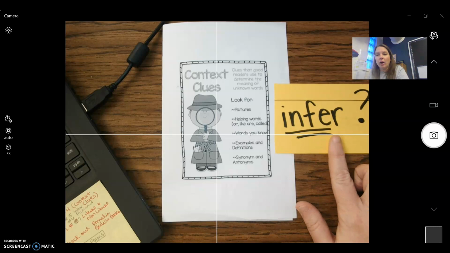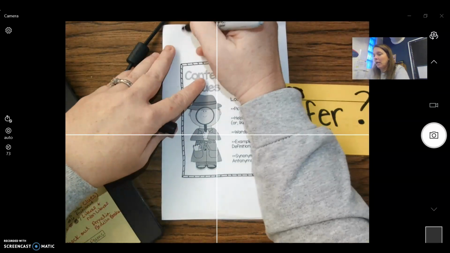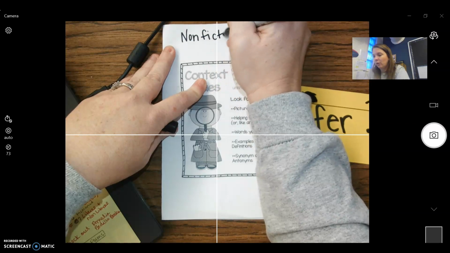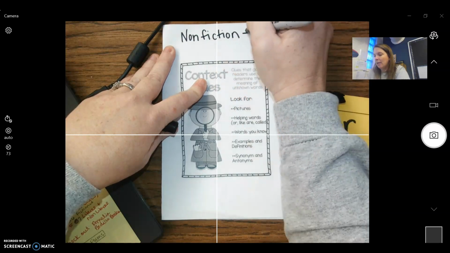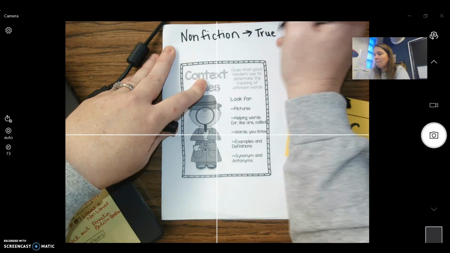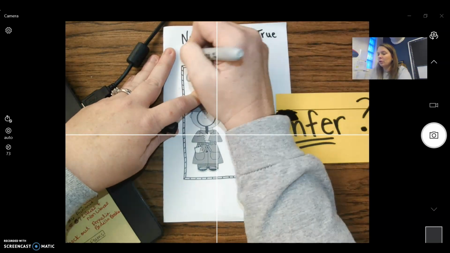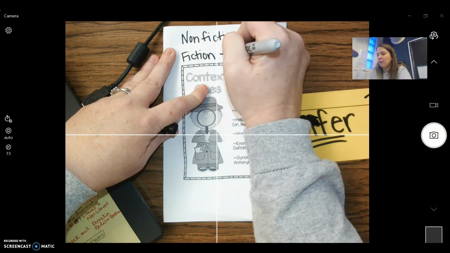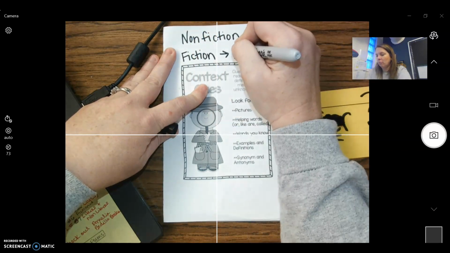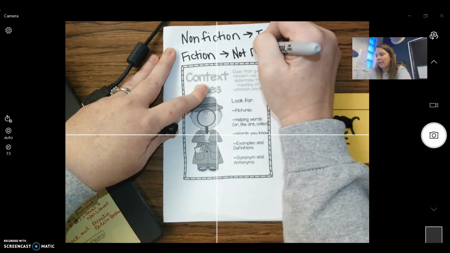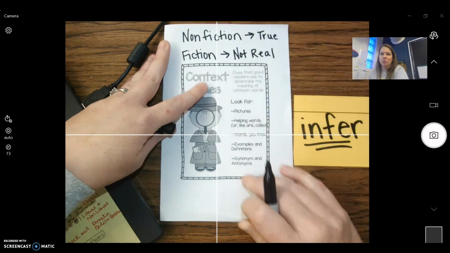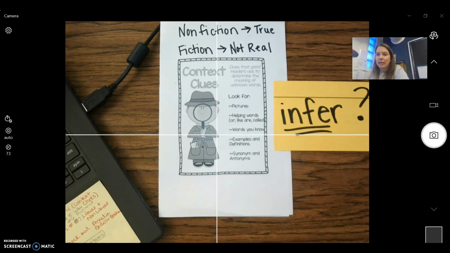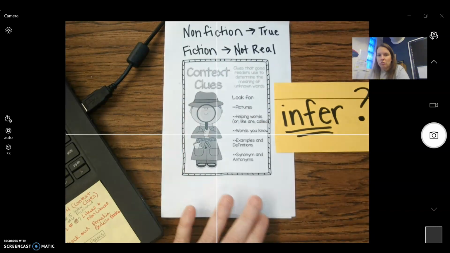So when we infer, it can sometimes be in a nonfiction story, okay? Nonfiction, we learned in our last lesson, means true, but inferencing usually happens in a fiction story, okay? Fiction means that it's not real, okay? It's a fantasy. It's a made-up story, okay? So when we infer, it typically happens in a fictional story.